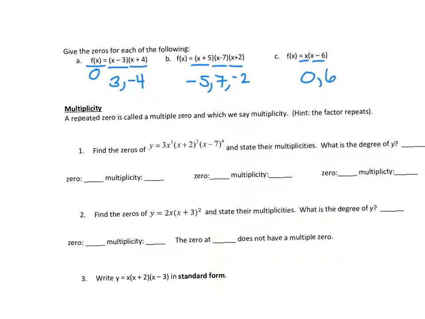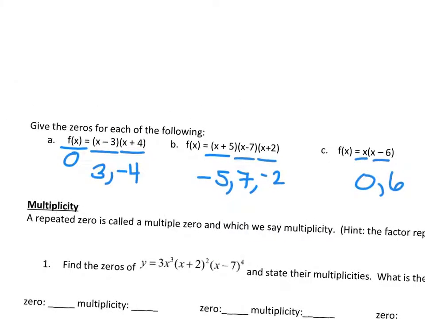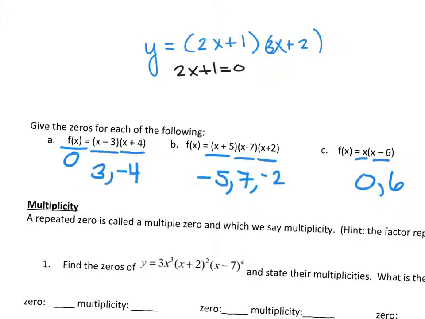Sometimes you might be thinking, just take the opposite of the number. But if you had something like y equals 2x plus 1 times 3x plus 2, your zeros would not be -1 and -2. You'd actually have to do 2x plus 1 equals 0 and solve for x, so x would be -1/2. Then 3x plus 2 equals 0, so x is -2/3.